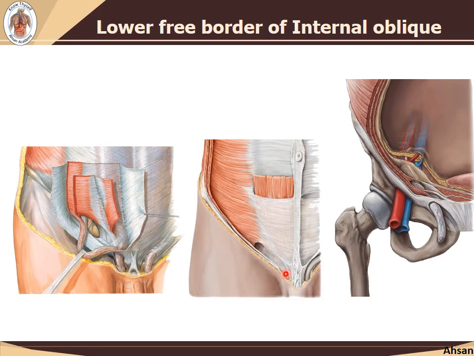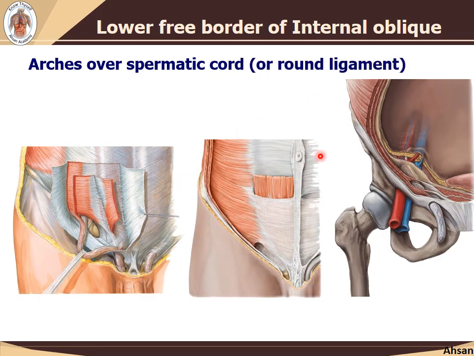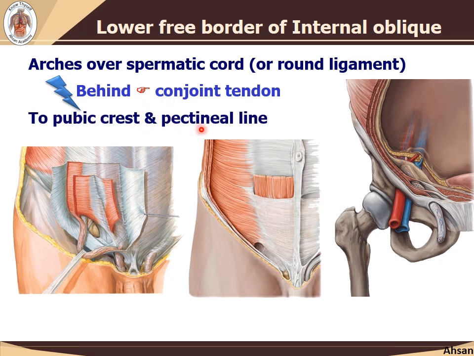Now through this, the spermatic cord runs, and in the case of the male, you can see some muscle fibers running with it. So this spermatic cord passes through it. Some fibers from the internal oblique muscle fuse with this one. The major fibers arch over this, fuse with the transversus abdominis to make the conjoint tendon, and this is inserted into the pubic crest and the pectineal line.